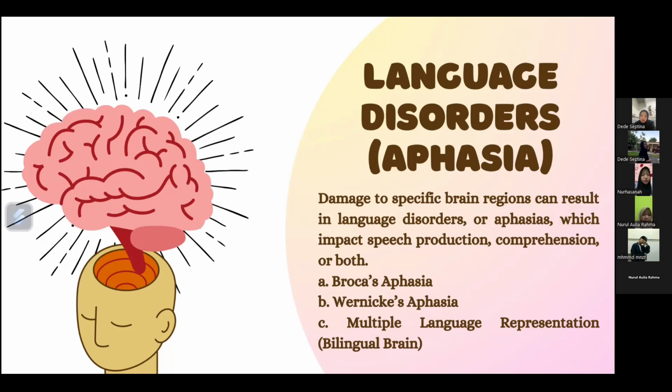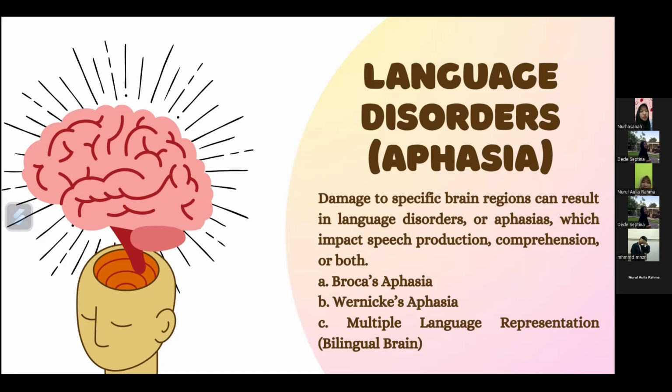So next is about multiple language representation, the bilingual brain. For bilingual individuals, both languages are stored and processed in overlapping brain areas rather than being confined to separate regions. Studies using a brain imaging technique such as fMRI show that multiple languages activate similar neural networks, especially in fluent bilinguals. However, second languages are sometimes processed with slight variation depending on when and how they were learned.